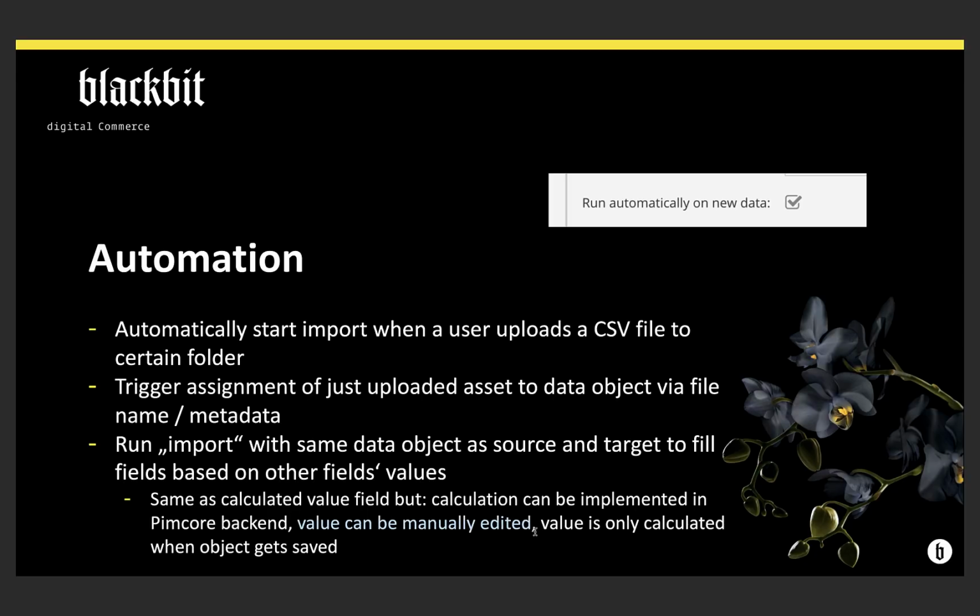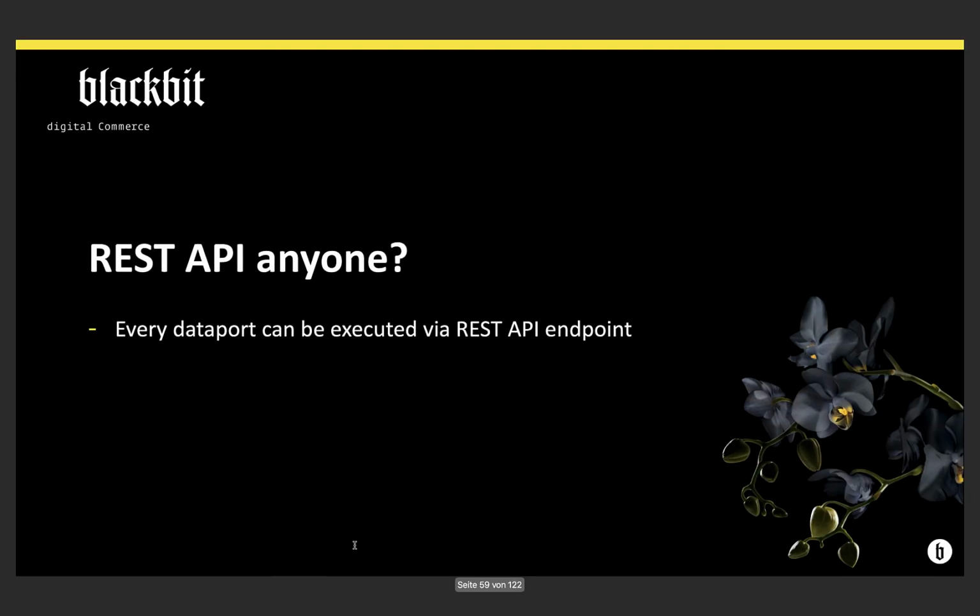The value in the field, in the text field, for example, can be manually edited afterwards. This is not possible with a calculated value field. And then the value is only calculated when the object gets saved. In contrast to this, for a calculated value field, the value is calculated every time you access the data. So this is also an advantage.